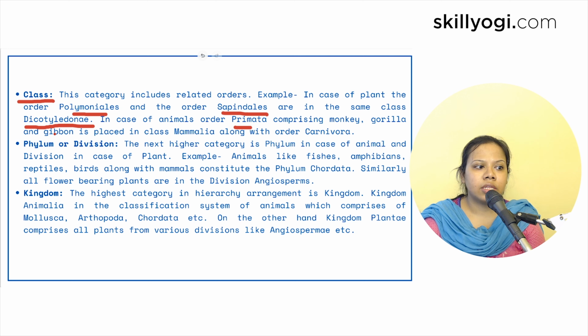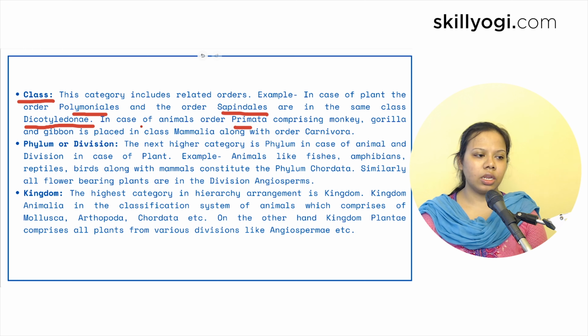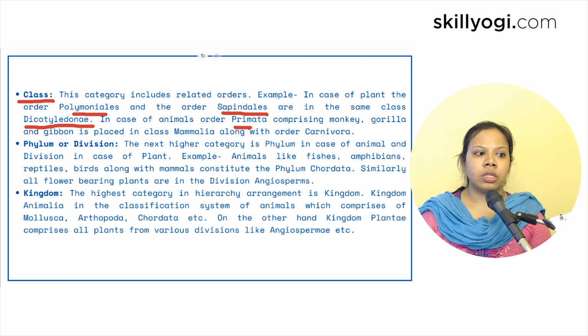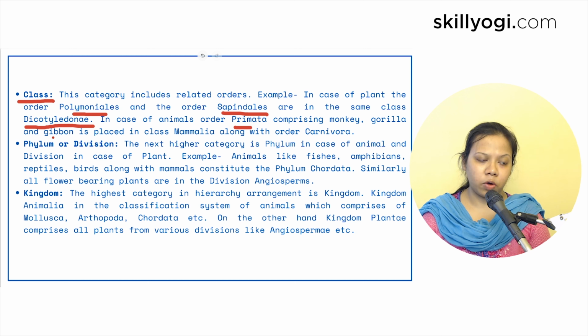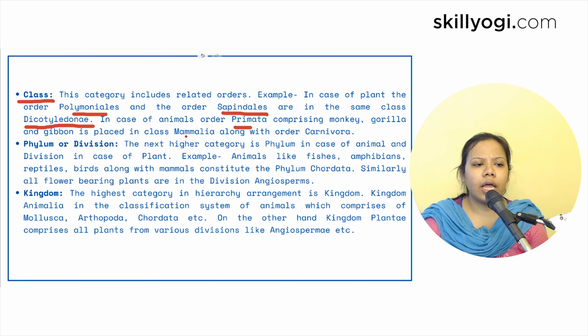This is the class Mammalia. In case of animals, the order Primata comprises monkey, gorilla, gibbon. The class Mammalia possesses the human being, and the others, like human beings, are in the same order. These are in the same order, that is order Carnivora.